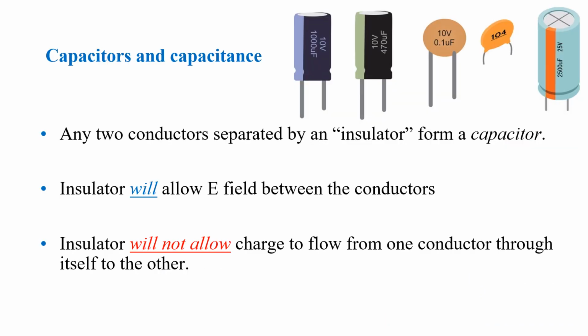So what are capacitors and what's capacitance? Any two conductors separated by an insulator form a capacitor. This insulator will allow the electric field between the conductors. However, the insulator will not allow the charge to flow from one conductor through itself to the other. Above here are some images of common capacitors, which you can see in electronic circuits. So these are different capacitors.